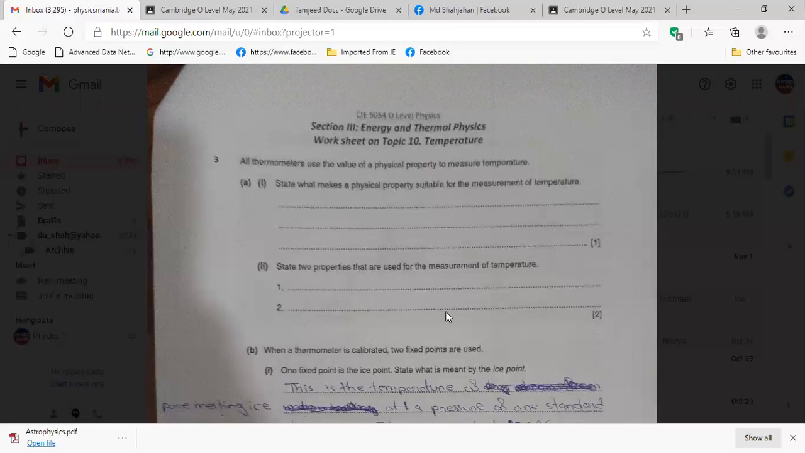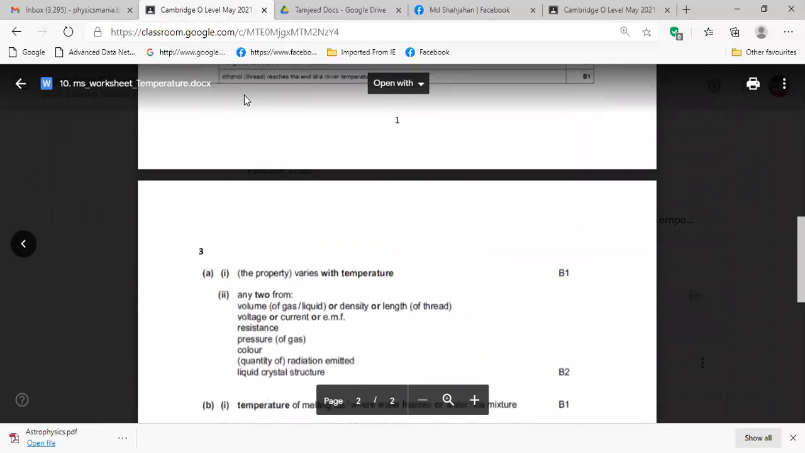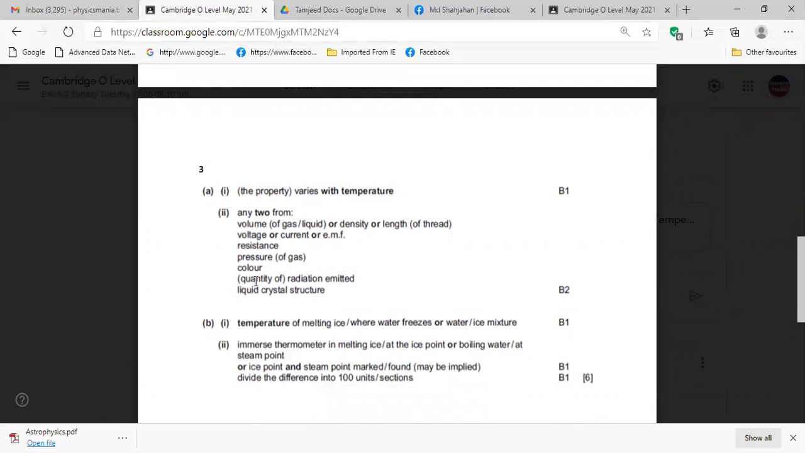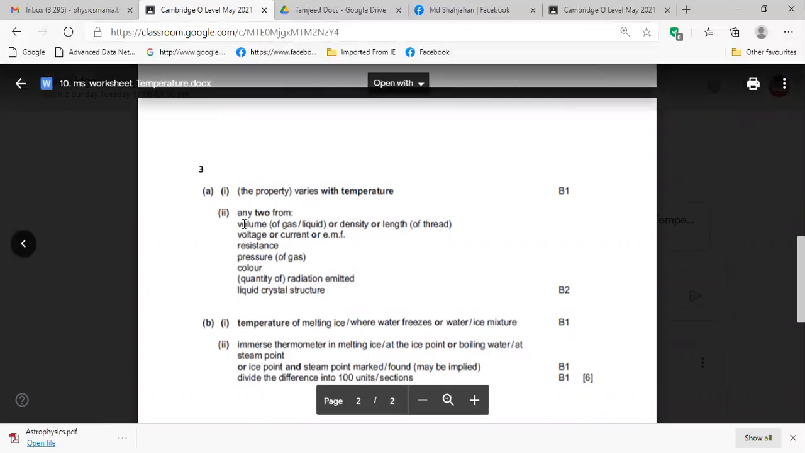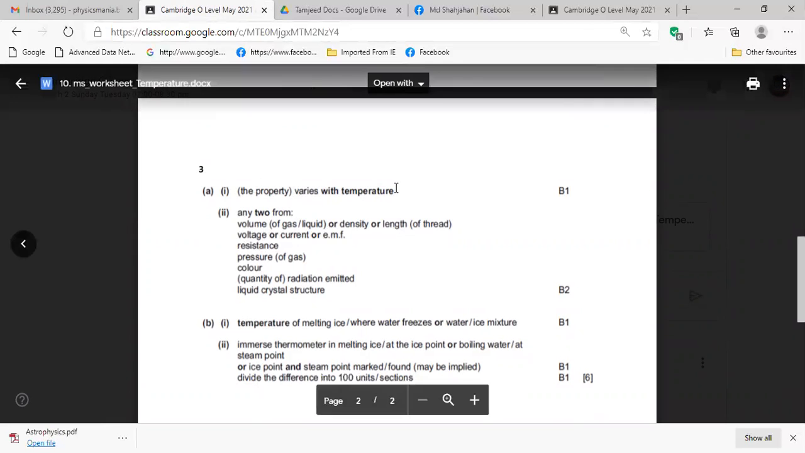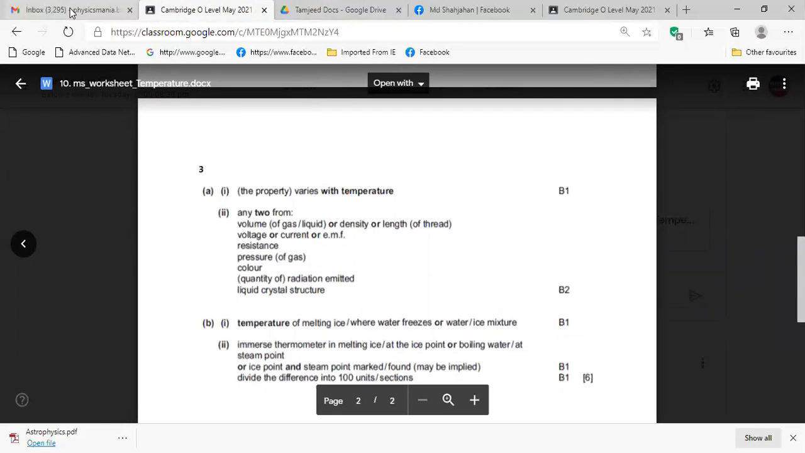Is it clear now? You see, resistance. Then we mentioned here volume of liquid, length, length of thread, expansion of liquid. That one. The property varies with temperature. That is linearity, right? Then what is next?